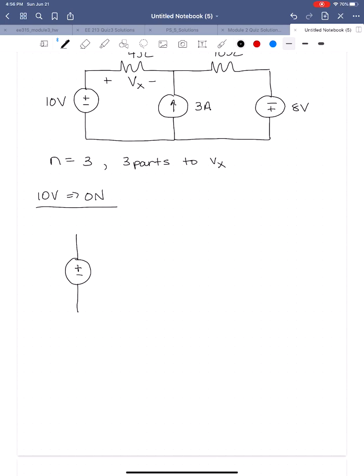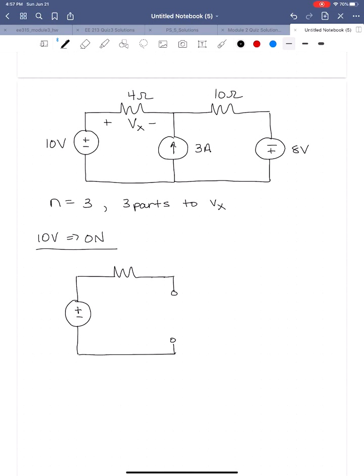So with the 10 volt source on, we'll have that 10 volt source. We'll have this 4 ohm resistor. I'm going to draw this at first, and then I'm going to erase some of this because we really don't need it all here, and I think it can get confusing. I'm going to replace the current source with an open circuit. So I'm just going to open up the terminals where that 3 amp source was originally connected. Then I have the 10 ohm resistor, and then the 8 volt source. Remember, we just replace it with a short circuit. So I'm just going to draw a short circuit where the 8 volt source was.